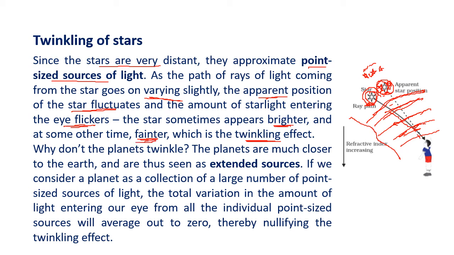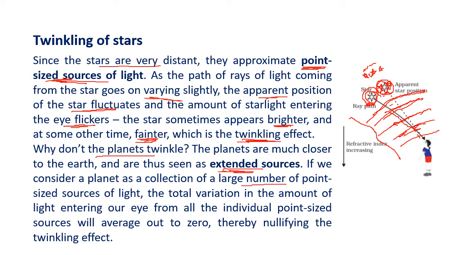So why does it occur? Remember, because it is a point source of light, and second, because of the varying atmosphere, the apparent position of light is changing, sometimes appearing brighter, sometimes appearing fainter, which gives a twinkling effect. And that is the reason the planets don't twinkle and neither does the sun. The planets are near to the earth, so they are slightly bigger, called extended sources. So there are a large number of point sources of light.